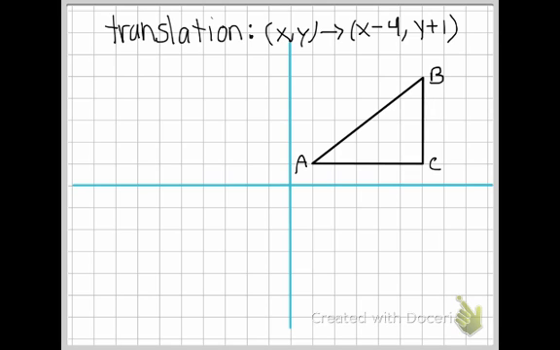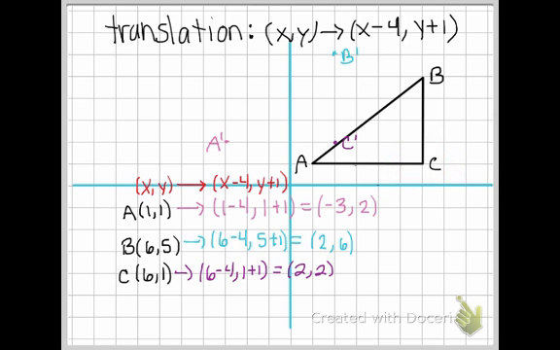So what I suggest you do is you should always look at all your coordinates of what you are starting with. So here we can see that A is at 1, 1, B is at 6, 5, and C is at 6, 1. So go ahead and write that down. Alright, so now that we've written down our coordinates, write x, y above your coordinates, put an arrow, and then put your transformation next to it like I've done.